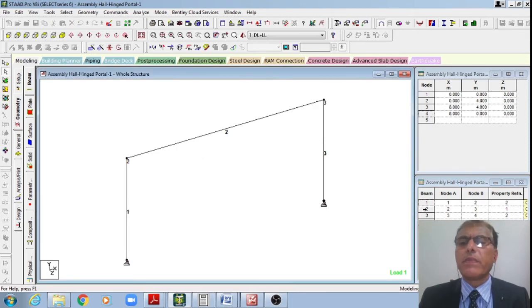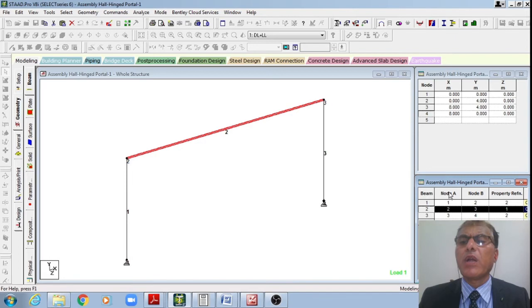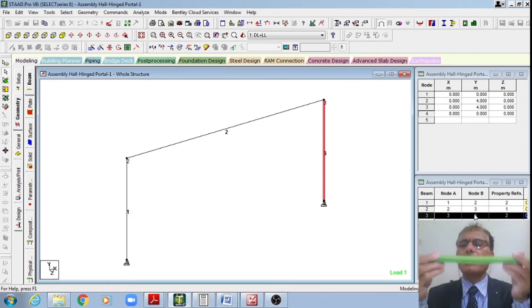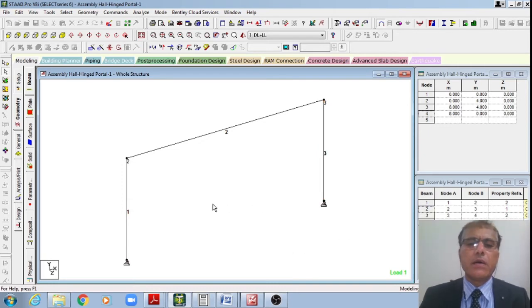Likewise, the second element, second beam, is connected between local node number 1 as global node number 2 and local node number 2 as global node number 3. Likewise, element 3 is connected between local node number 1, which is global node number 3, and local node number 2, which is global node number 4. That is how the element connectivity table establishes the relation between the local and global degrees of freedom. Now I don't require any other page here.